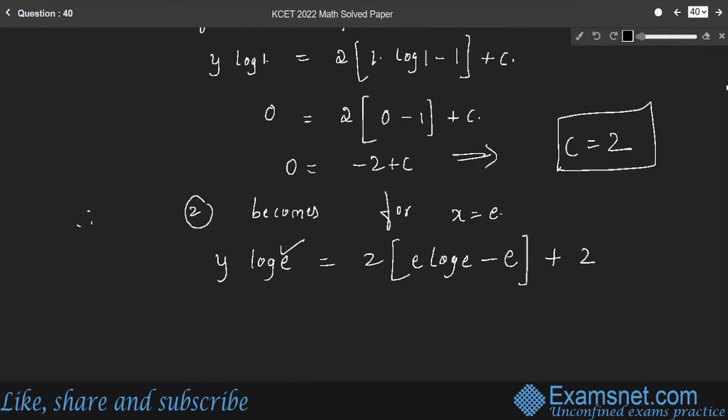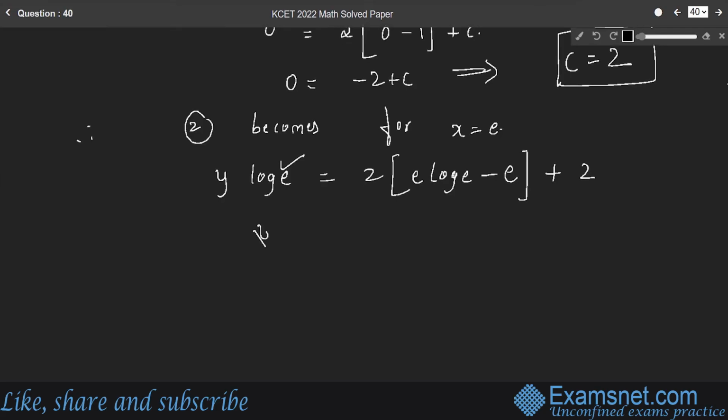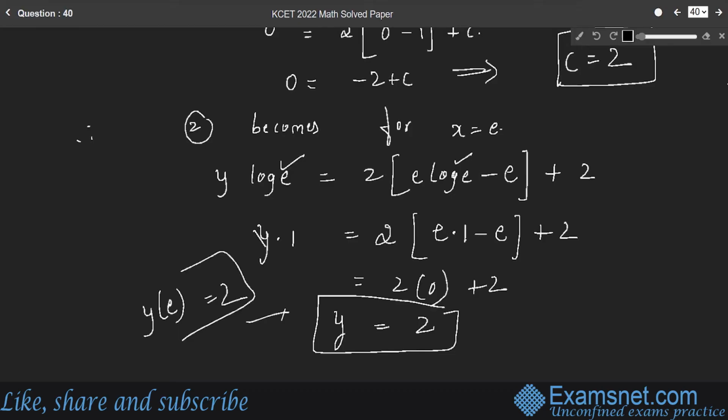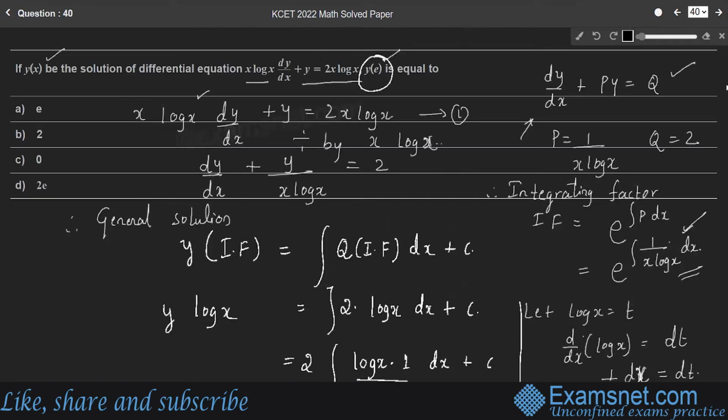Here we know that log e is 1, right? Therefore it becomes y into 1 is equal to 2 into e into 1 minus e, which is 0, plus 2, right? So this whole term becomes 0. So 2 into 0 plus 2. Therefore, the value of y is equal to 2. Therefore, y of e is equal to 2, right? So here option B is the right answer. So y of e is equal to 2. Option B is the right answer.